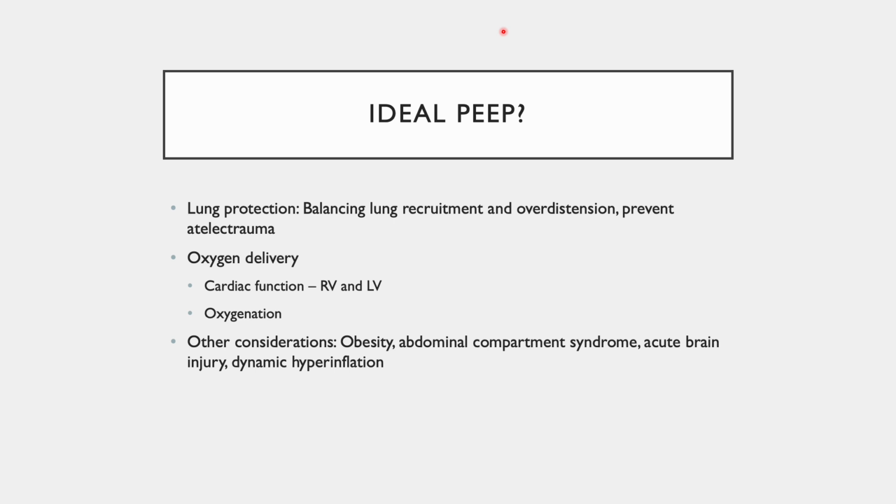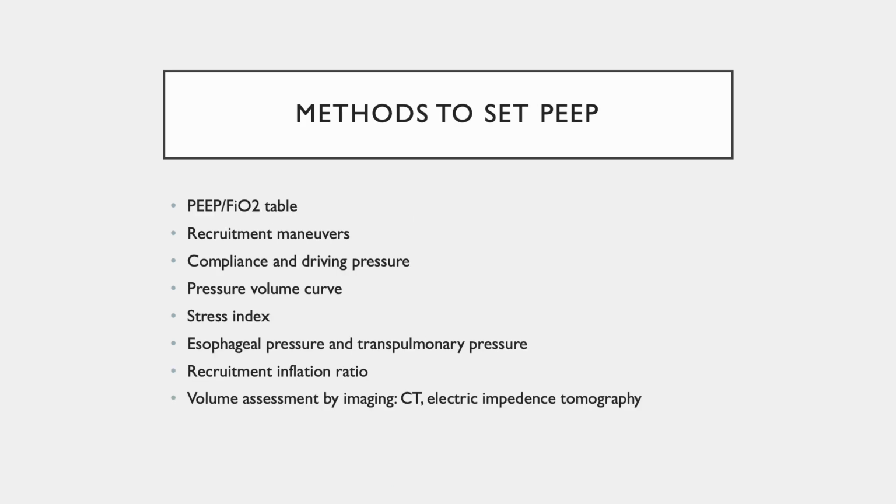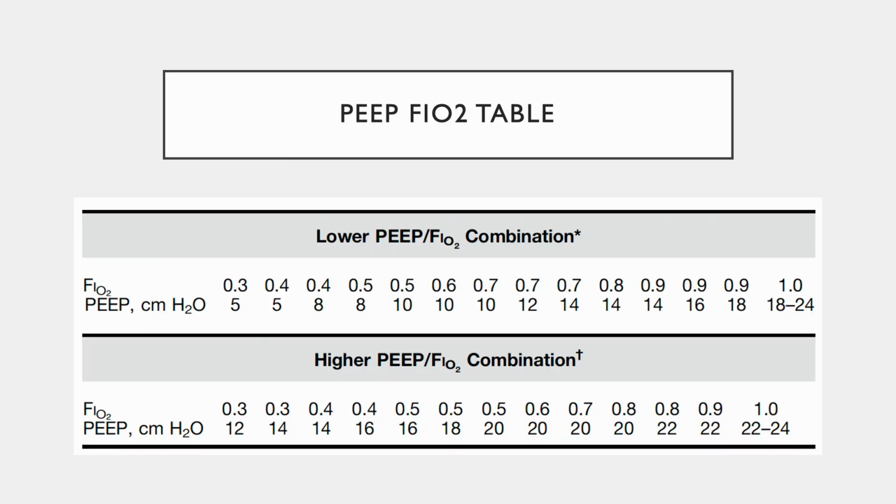With these considerations, we will now go through some of the different methods to set PEEP, focusing on the context of ARDS. Some of these methods of titration that will be discussed are seen in this slide. We'll be talking about the PEEP FiO2 table, recruitment maneuvers, compliance and driving pressure, the pressure volume curve, stress index, using esophageal pressures to guide transpulmonary pressures, recruitment inflation ratio, and different volumetric indices.